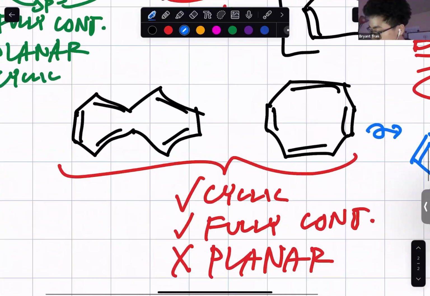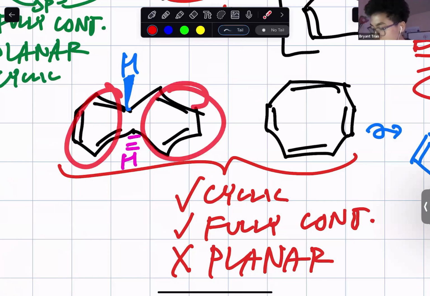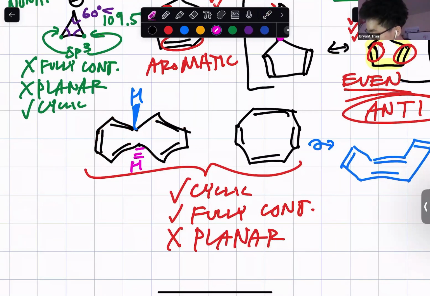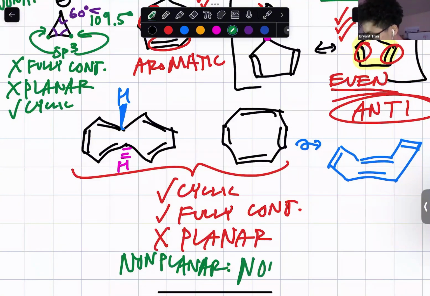This one right here is not planar because the carbons in the middle right here are very close to each other with a lot of steric hindrance. So one hydrogen is going to go up on a wedge, one hydrogen is going to go down on the dash, and that would shift this up and shift this down, making it non-planar, right? And because these two are non-planar, they are going to be considered non-aromatic because it does not fulfill all three conditions.